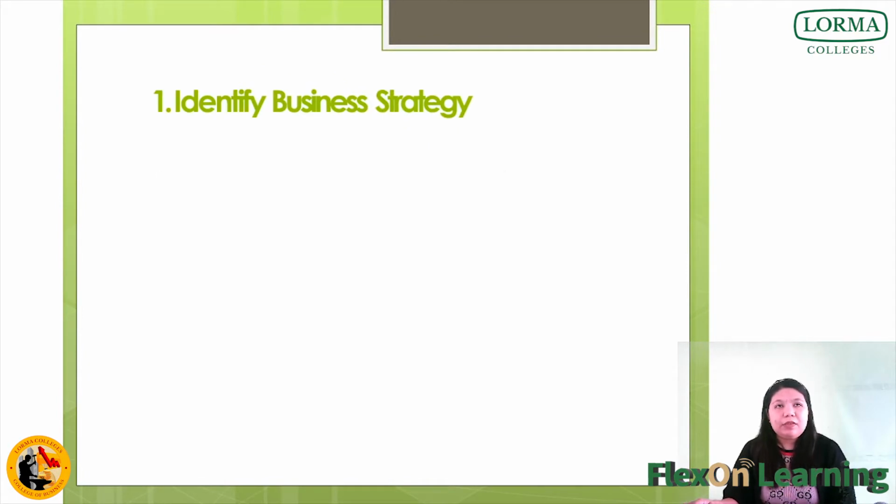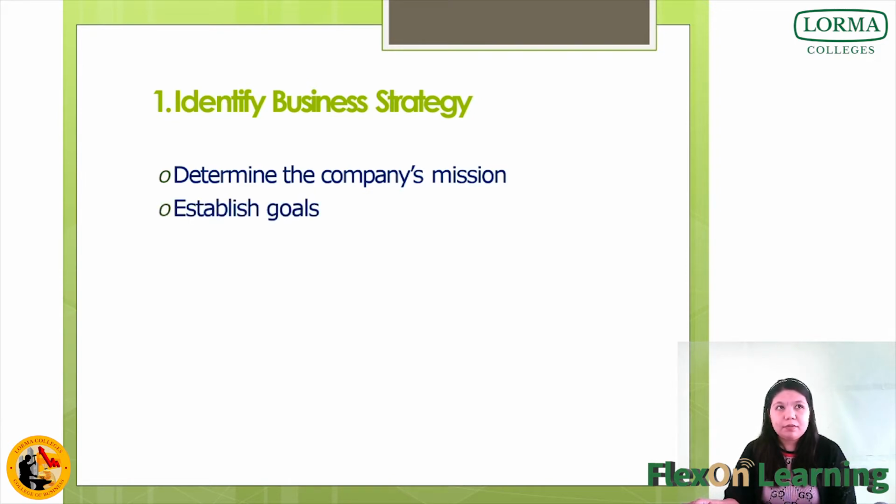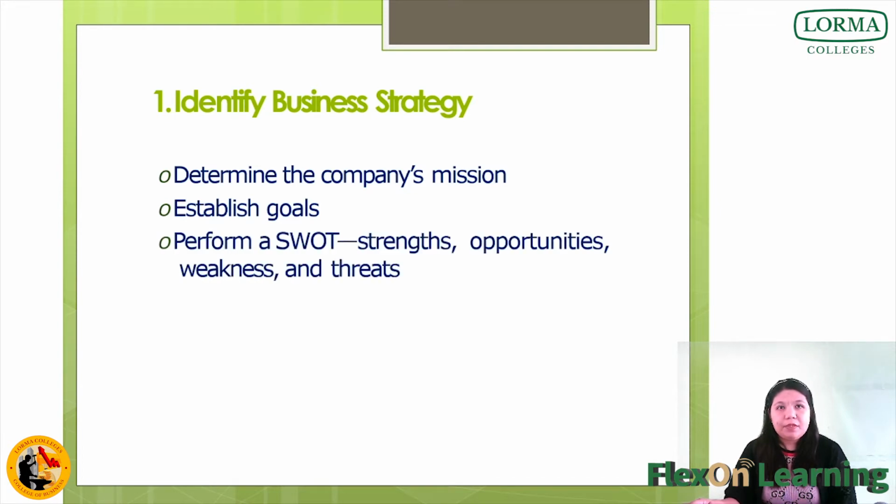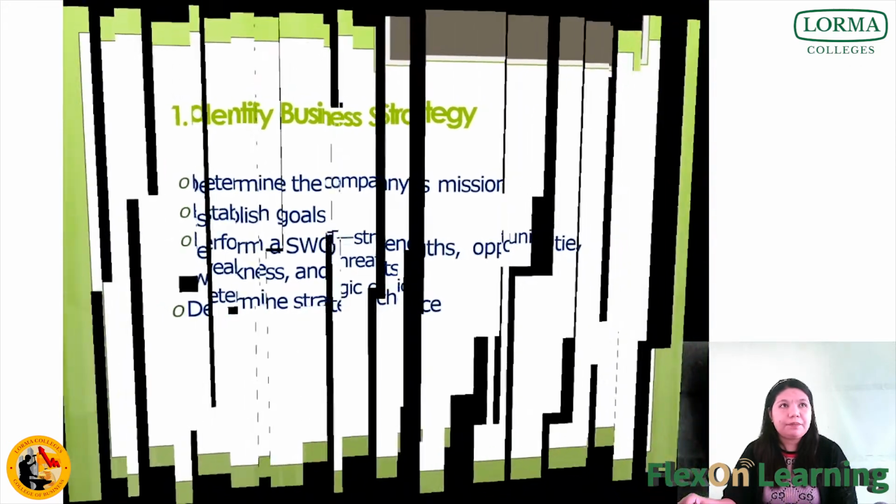Identify business strategy. The first thing you should do is to determine the company's mission, then establish goals, perform a SWOT analysis that involves the strengths, opportunities, weaknesses, and threats of your company, then determine a strategic choice.